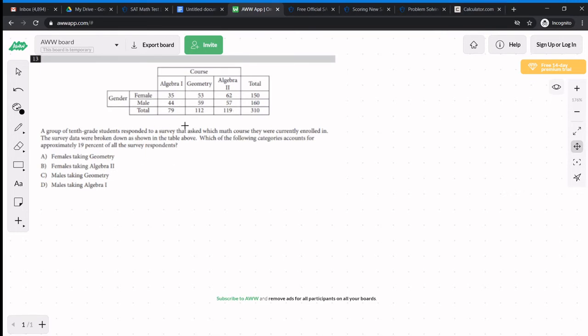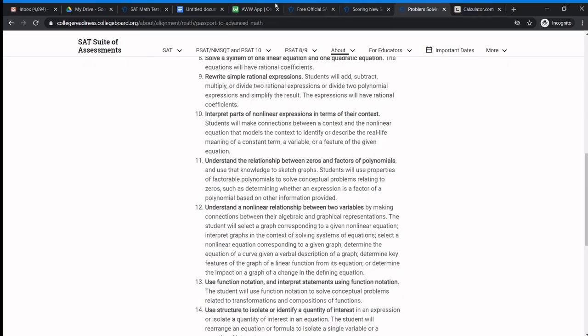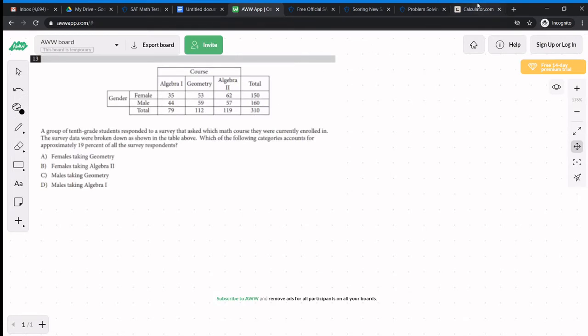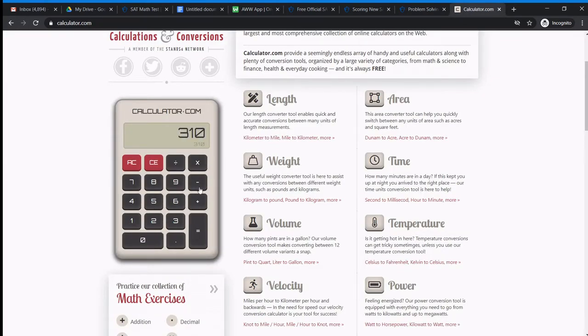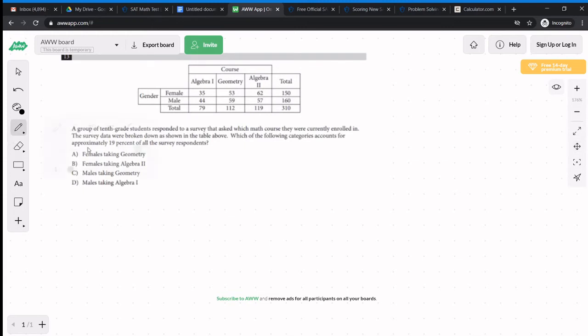So, again, all of the questions in this section are going to be only on the calculator part, so you don't have to worry about that. Let's look at this, 310 times 0.19 equals 58.9, so approximately 59 people. If we go back to our table, which one has about 59 people? Oh, this one has exactly 59 people. Men taking geometry. So that's the one that we're going to choose. It is not too bad at all.